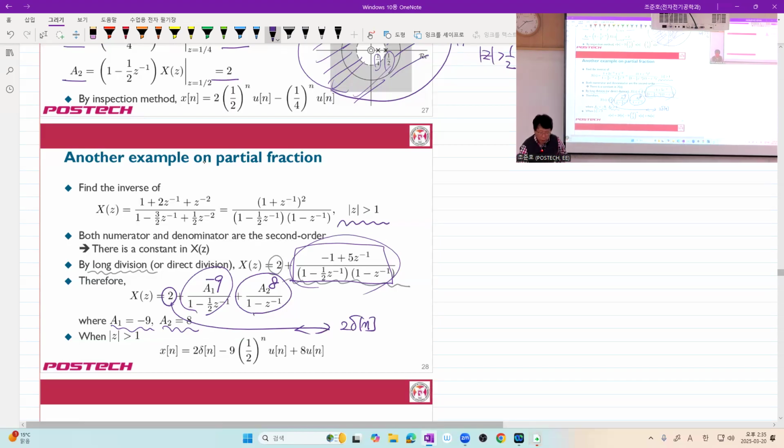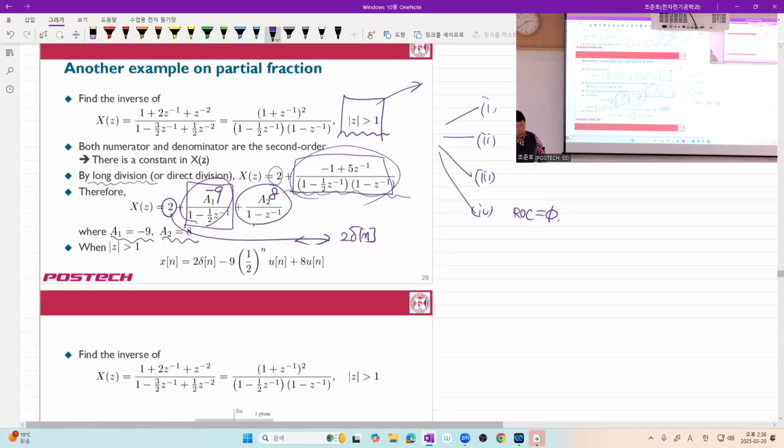By the way, what if I do not give you this region of convergence? Then you have to consider which direction your region of convergence is. So there are 3 possible signals. Without this, you find 3 signals. Actually, you can find 4 signals. In that case, ROC is simply the empty set.